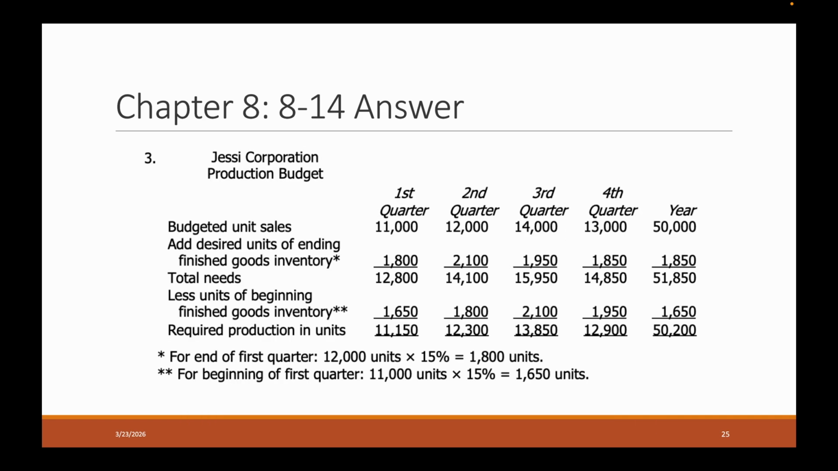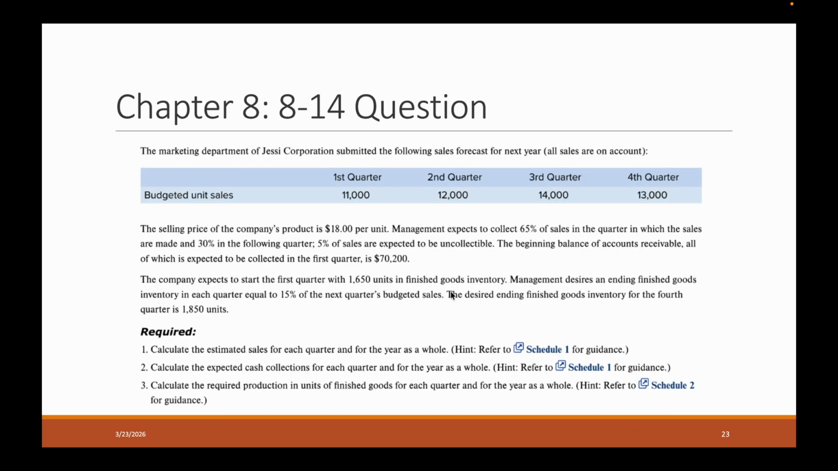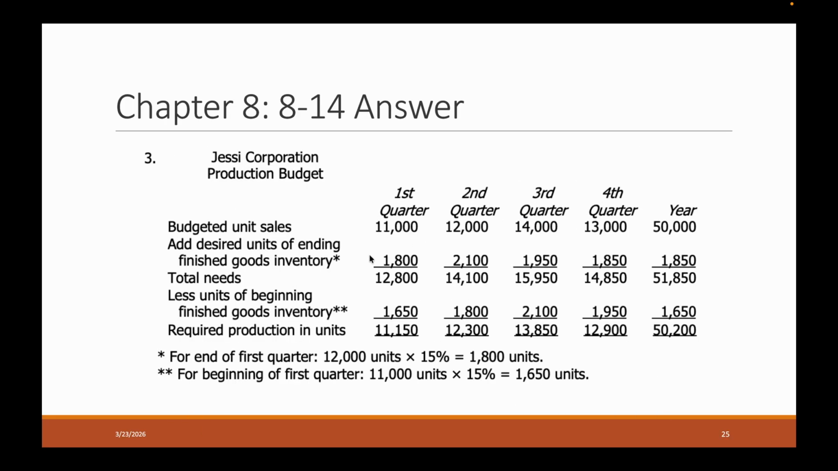All right. So we start with our budgeted unit sales. So 11,000, 12,000, 14,000, 13,000. For the year, that's 50,000 budgeted unit sales. So we're trying to figure out the required production in units for each quarter. So we're going to take our budgeted sales plus our ending inventory minus our beginning inventory to figure out how much we need to produce for this quarter. So we're starting with the 11,000 sales, and then we're going to add on the amount we want in ending inventory. We have to do the calculation. So for the first quarter, we want our ending inventory to be 15% of the next quarter's budgeted sales.